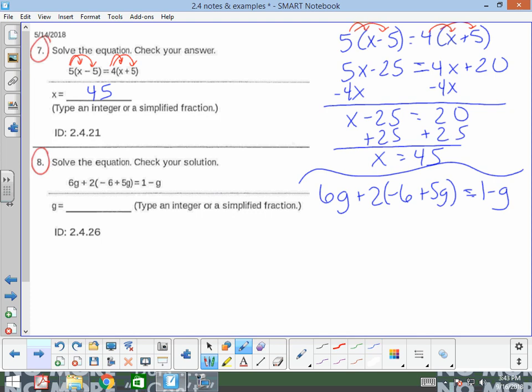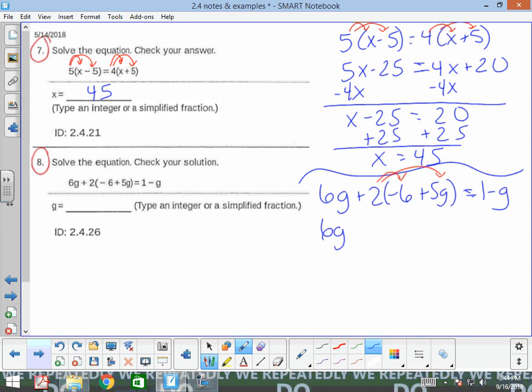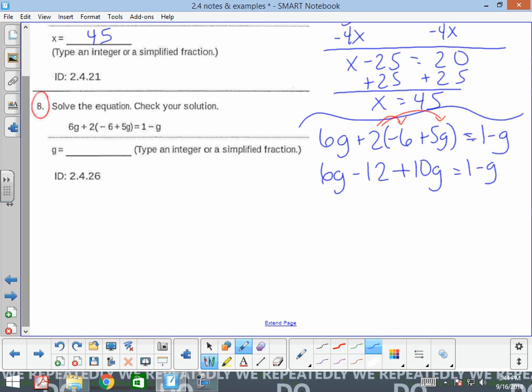So we're going to write the problem and do the distributive property. Whenever you see parentheses and a number right outside the parentheses, that means we're multiplying using the distributive property. So positive 2 times negative 6 is negative 12. Positive 2 times positive 5g is positive 10g. Okay, now I need to get some like terms together on the left side. So that's 16g minus 12 equals 1 minus g.